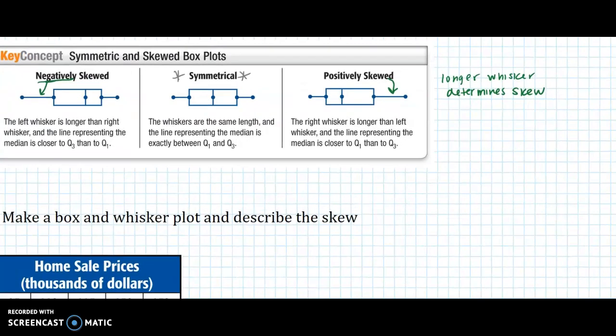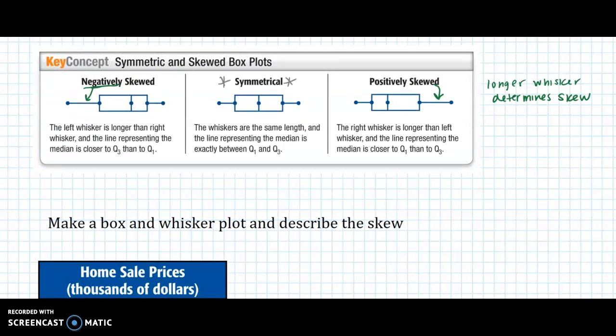So that means the median is further this way. Your mean, when you're negatively skewed, is going to be closer to the skew. So if you're negatively skewed, your mean is going to be towards the negative whisker. And if you're positively skewed, then your mean is going to be towards the positive whisker, the whisker on the right.